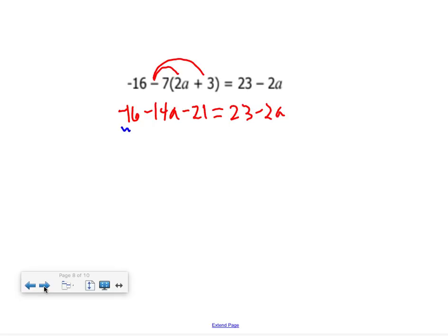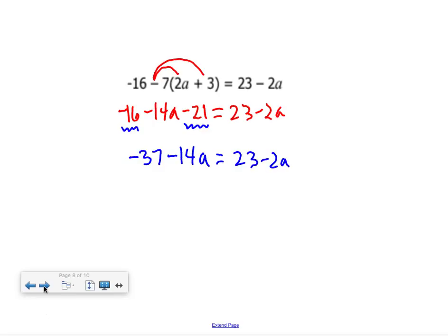Now I get to combine like terms. So over here I have negative 16 and a negative 21. So what's negative 16 minus 21? Well, that's negative 37, drop down your 14a, equals 23 minus 2a.